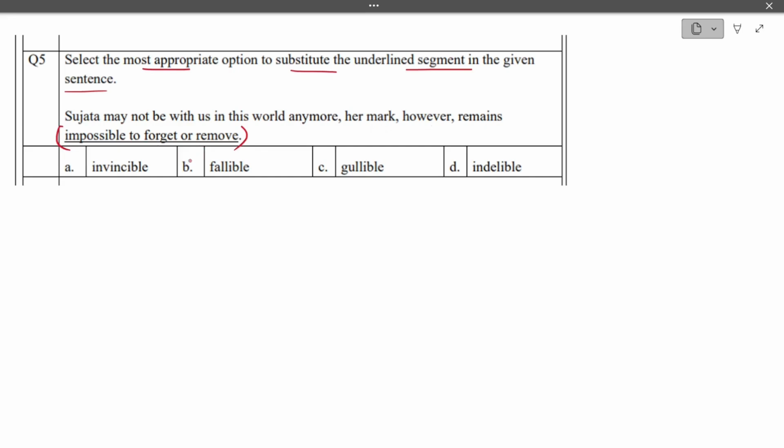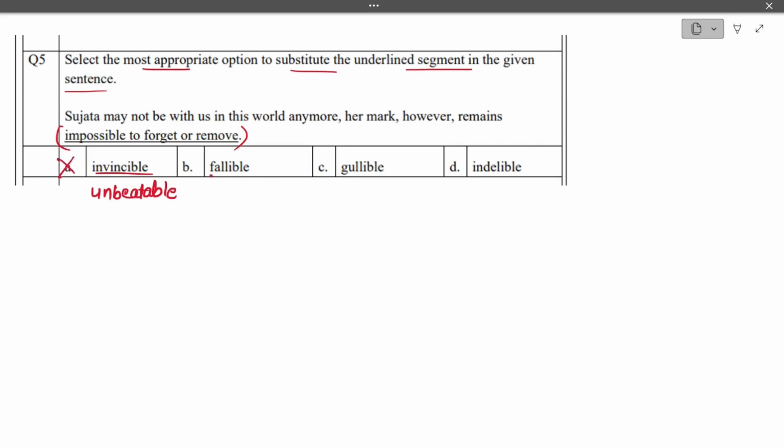So see, again we have different options. Let me tell you quickly the meaning of these. Invincible means something which is unbeatable or too powerful to be defeated. Unbeatable. But here it is impossible to forget, not impossible to beat. So that is why invincible will not be the correct answer in our case.